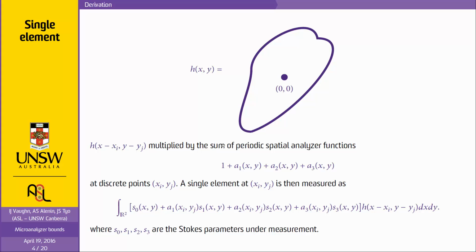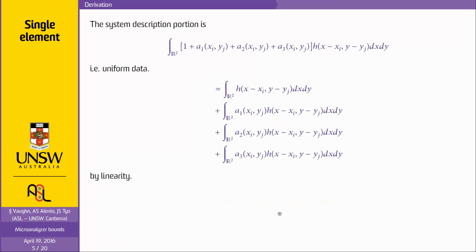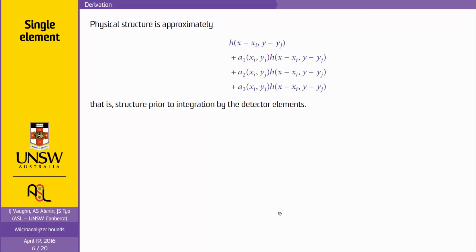When we measure the element, we integrate over the area: the pixel shape function multiplied by the dot product of the Stokes parameters we're measuring at that pixel and the set of analyzer parameters that we have at that pixel. If we only look at the system part, we ignore the data, then we can just have the set of analyzer parameters multiplied by the pixel shape function. Since they're linear, we can break it up and look at just the S0, S1, S2, and S3 components. Then if we ignore the spatial integration, we just have this equation here.